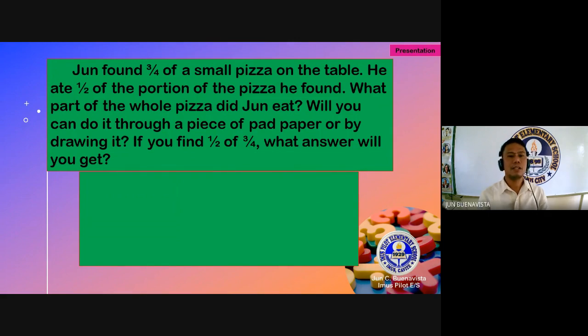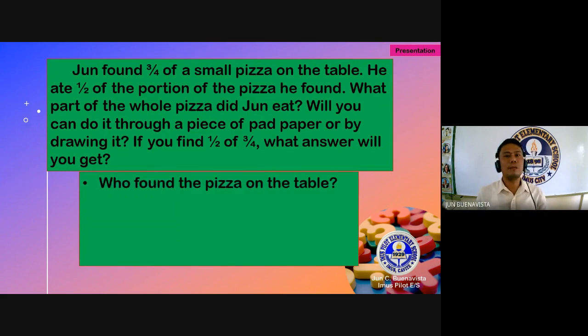All right. So we are going to answer the following questions. Who found the pizza on the table? Okay, very good. June found the pizza on the table. What part of the pizza did June eat? All right, so one half of the portion of the pizza he found on the table that June ate. So one half of 3/4.